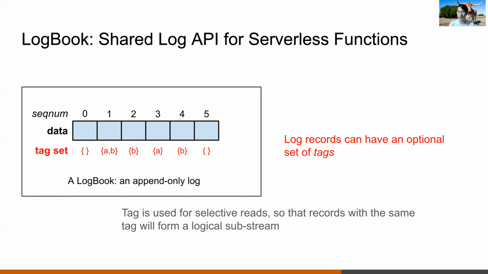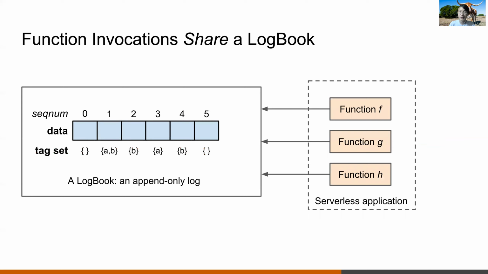In this sense, records with the same tag will form a logical substring within a logbook, and this feature is very important for specific shared log use cases. In Boki, every function invocation is associated with a logbook. For service applications composing multiple functions, its functions will associate to the same logbook. In this case, the shared logbook can be used for managing states between its functions with consistency and fault tolerance.